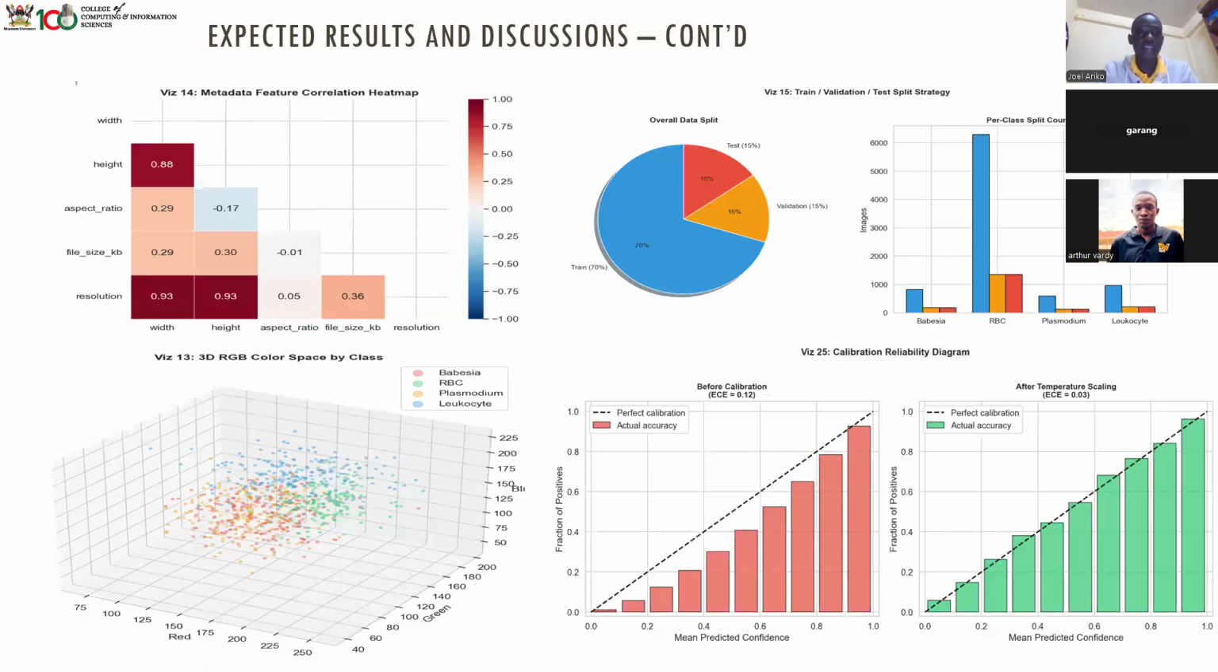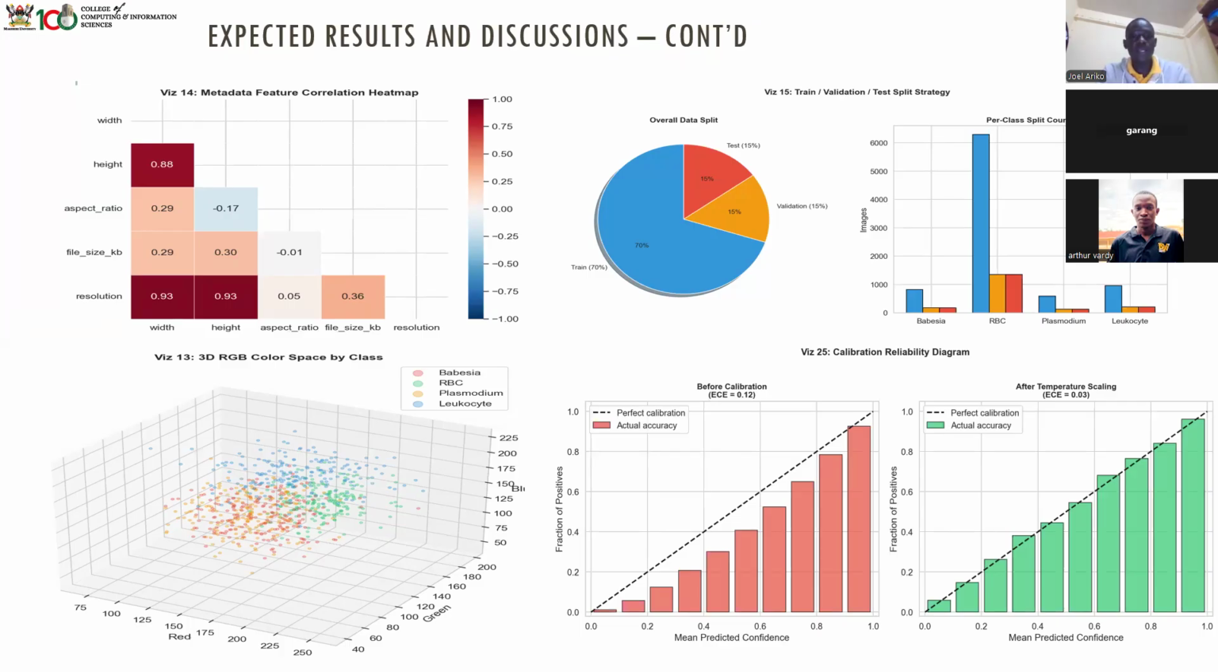Well, we have the metadata feature correlation heat map. So here it helps us. Remember that metadata is data that explains data. So it helps us to see metadata redundancy and so on. Therefore, it helps us to streamline our processing pipeline in order to see that our model achieves accuracy.